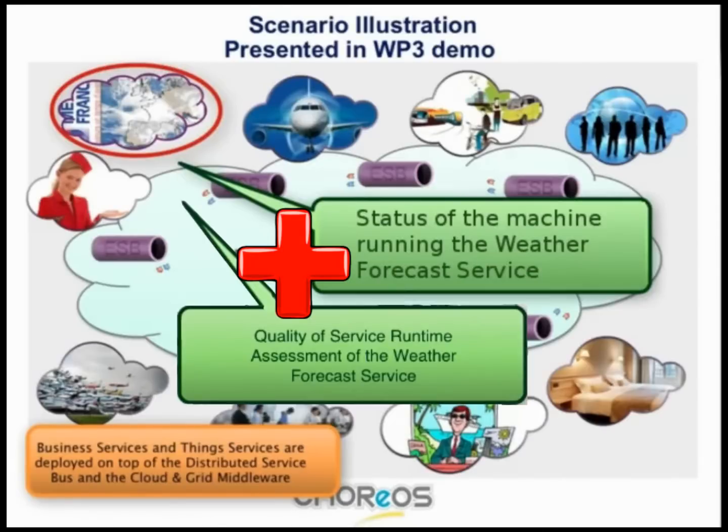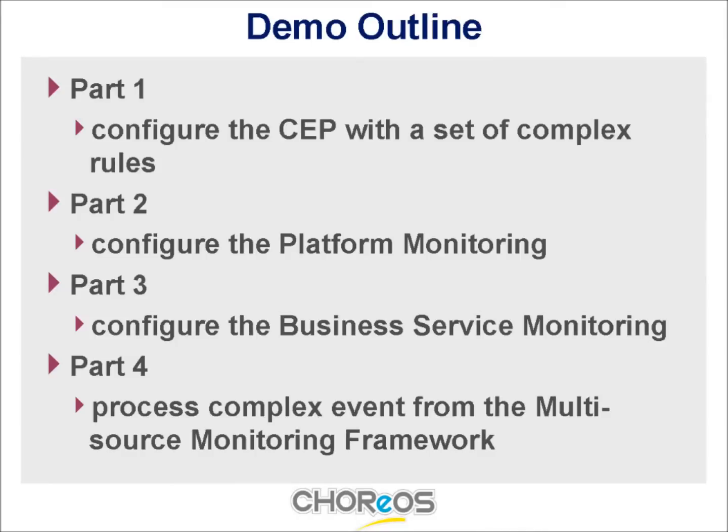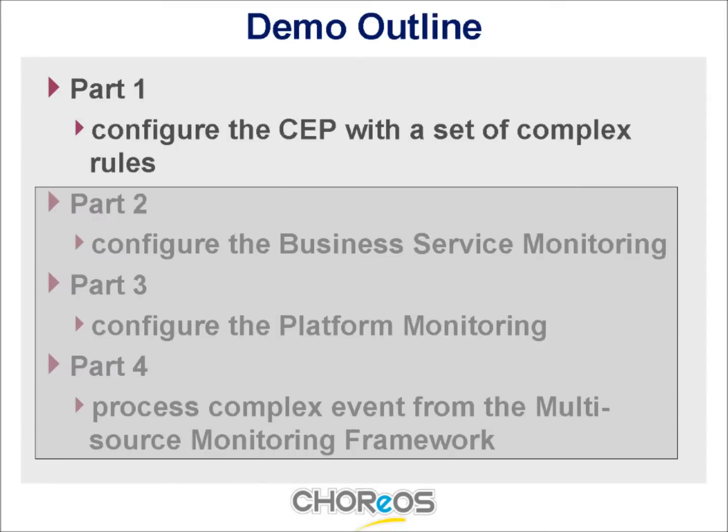This demo is based on the use case passenger-friendly airport that has already been introduced in the WP3 demo. We will show how we can combine the runtime assessment by the BSM of the CHOReOS for a service in the choreography with the status of the virtual machine hosting that service, as revealed by the platform monitoring. The notifications produced by the BSM and by the platform monitoring will be dynamically correlated at runtime by means of the CEP. The demo will be structured in 4 parts.